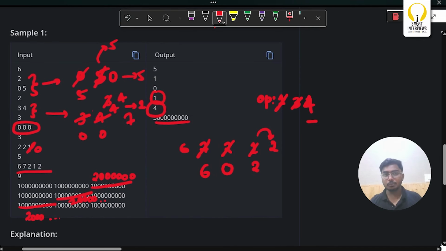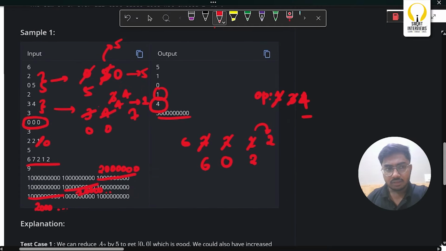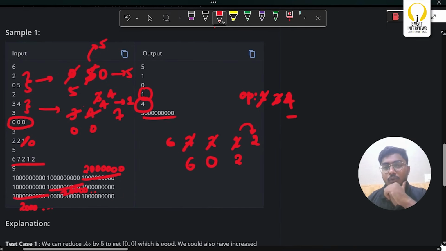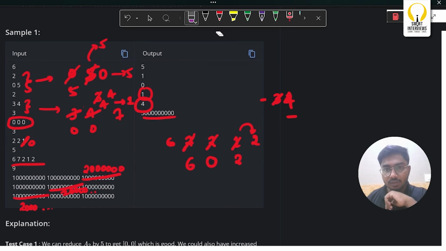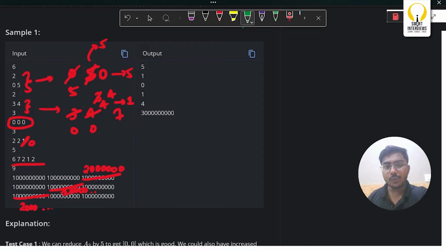I hope the sample input and output is clear. So how do we solve this problem? Can I say that if you want to make your array good, one of the options is you make the entire thing 0. I will erase all these things. One of the possible ways is, why don't we make everything 0? You make all the elements of the array 0. That is one of the possibilities, but this is not an efficient one.